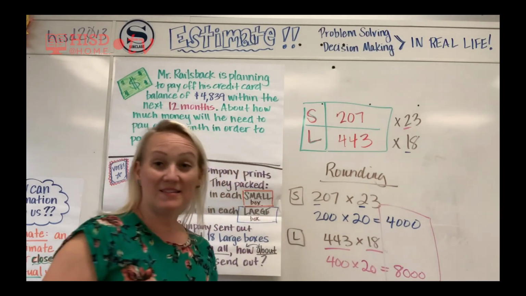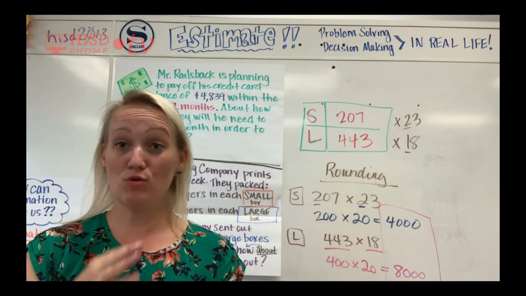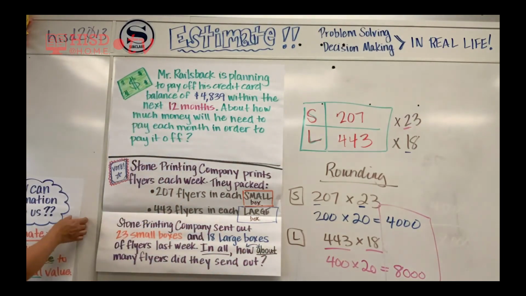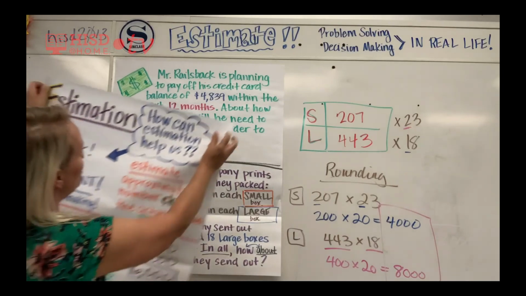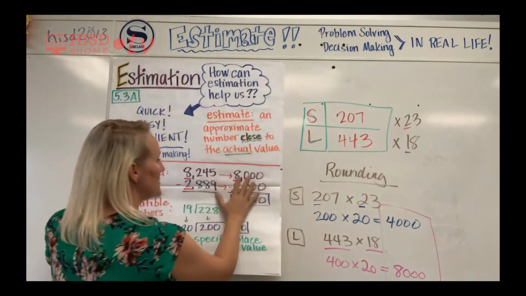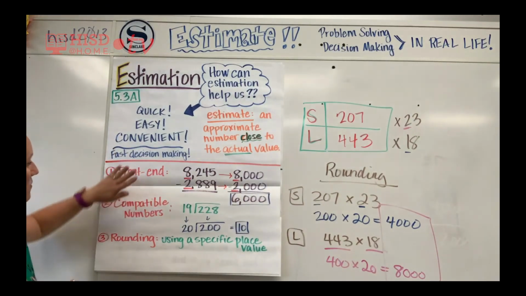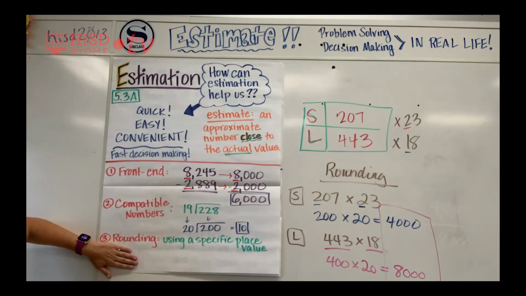So back to that reasonableness factor: you have to look at the scenario and determine which one of these estimation strategies makes the most sense given the decision that you're about to make. Very important. Front-end, compatible, or rounding.